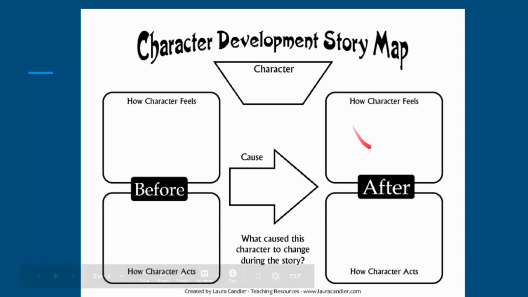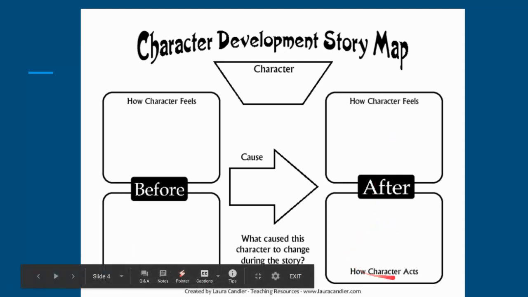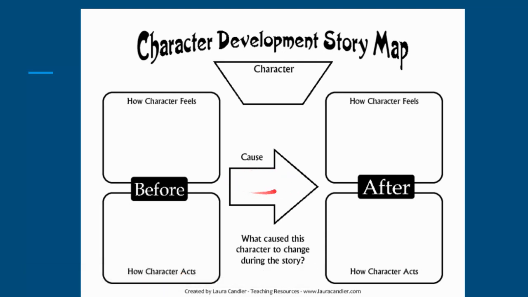Later on in the book, what changes do you notice about how your character feels? And also, how your character acts. I usually put this in at the very end. What caused that change? So let me show you an example.